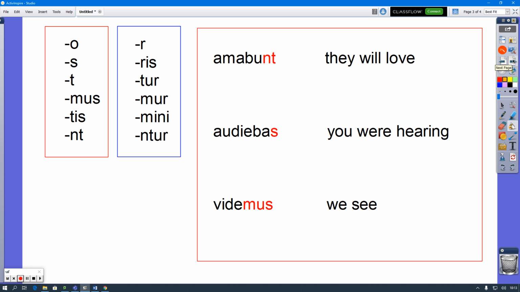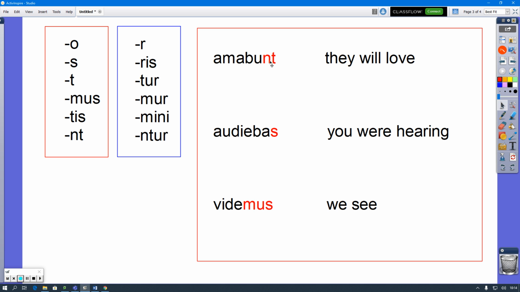Now we've met so far, our active verbs have o, s, t, mus, tis, nt at the ending. I, you, he, we, you, they. So, amabunt, nt, they will love. Audiebas, s on the end, you were hearing. Videmus, with mus on the end, we see.